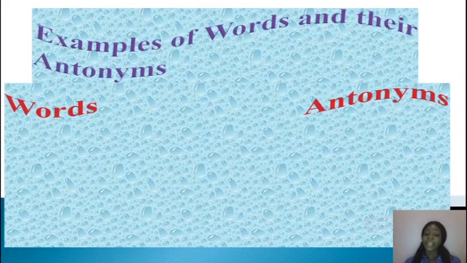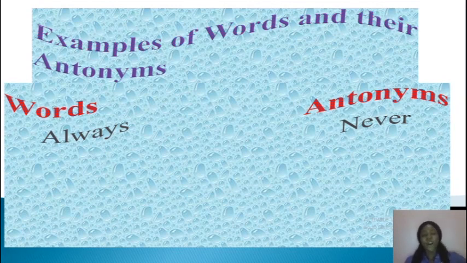The first word that we would be looking at is always. And what's the antonym of that word? What word opposes it? Never. When you say always, what does that mean? It always happens, constantly, repeatedly. You do it over and over again. He always goes to school early. It means continuously. He goes to school early, constantly. It happens over and over again.